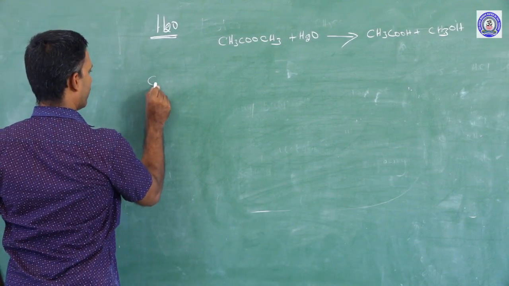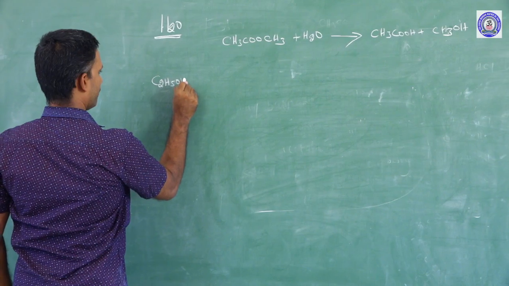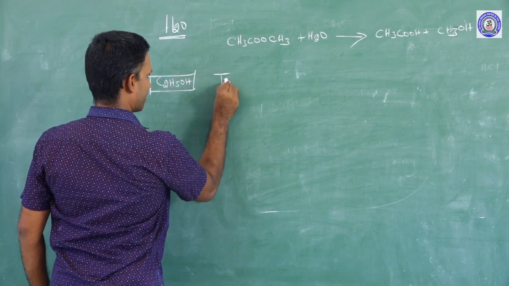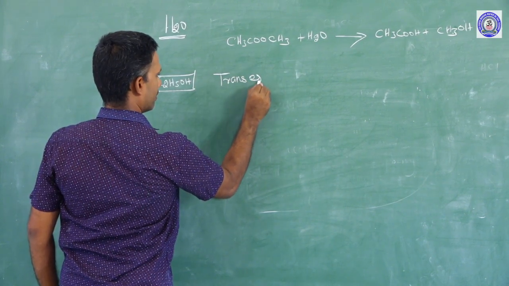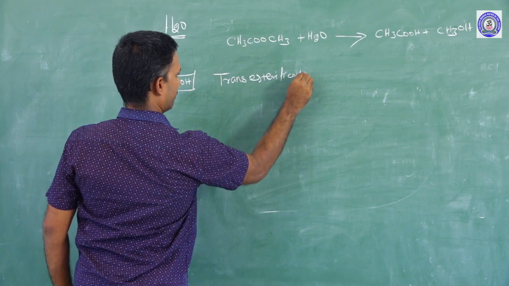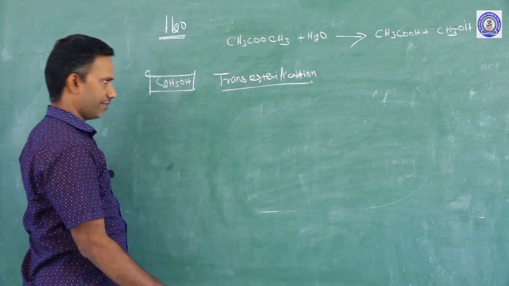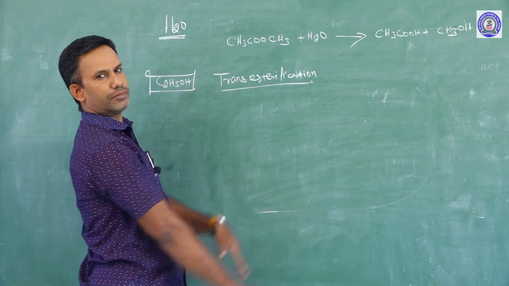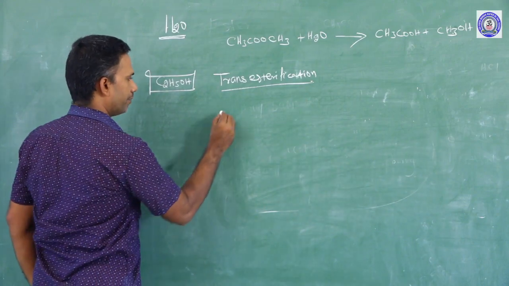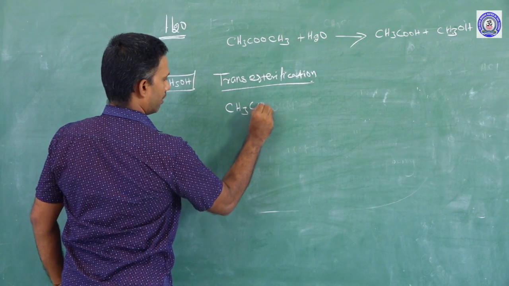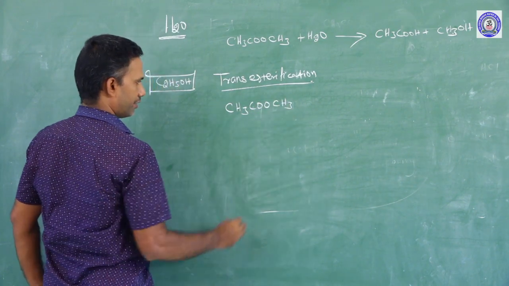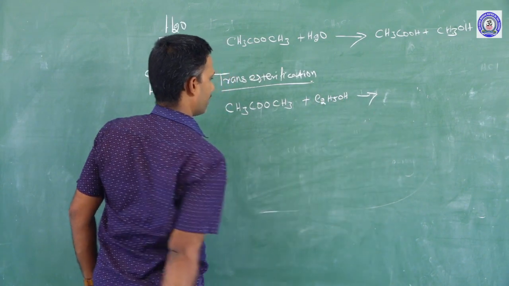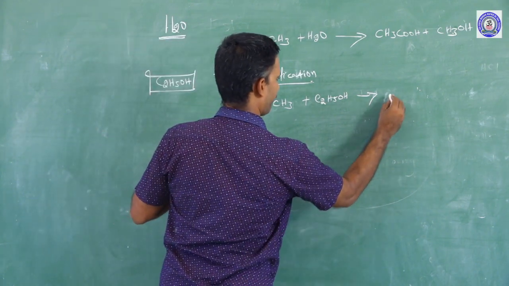Then treatment with alcohol, for example, ethyl alcohol if we take. This process is called trans-esterification. What is called trans-esterification? Because one ester is transformed into another form of ester. For example, if you take methyl acetate, then ethyl alcohol, you are getting this.